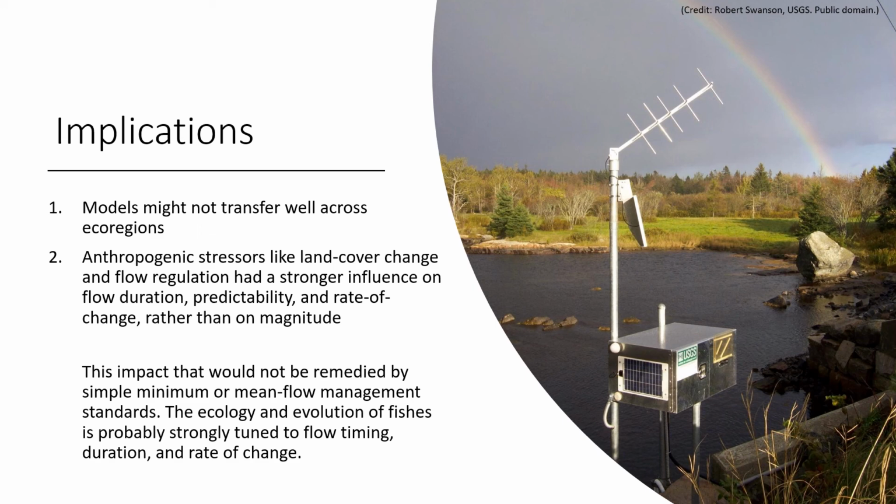It's also interesting to consider that anthropogenic stressors like land cover change, for example, and flow regulation, these things had a strong influence on duration, predictability, and rate of change rather than on magnitude. And when you think about flow regulation and imperiled species, oftentimes what we focus on is magnitude. So the ecology and evolution of fishes is probably strongly tuned to flow timing, duration, and rate of change. And these things aren't generally what are being considered when we think about flow regulation.